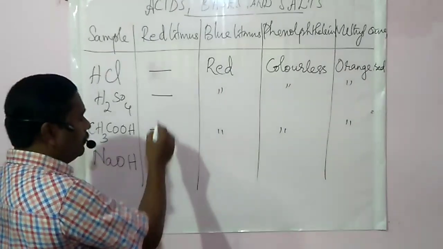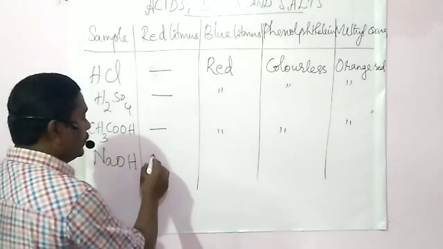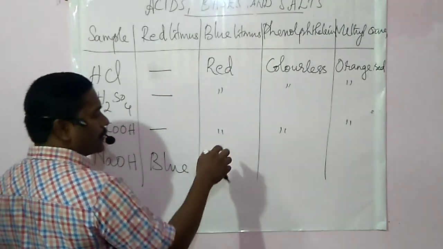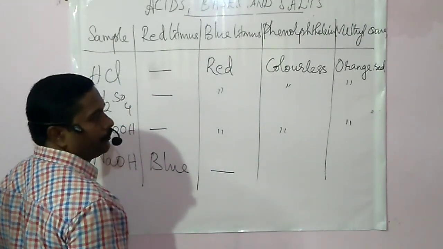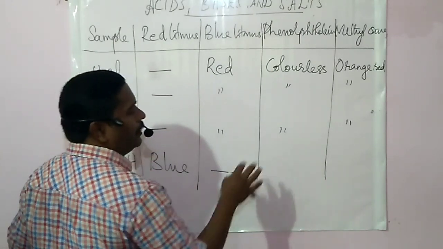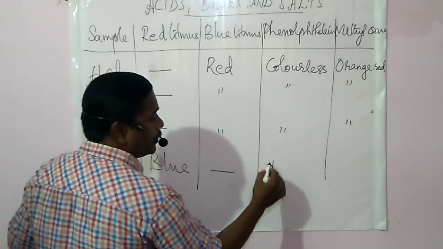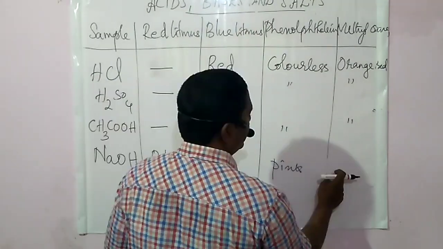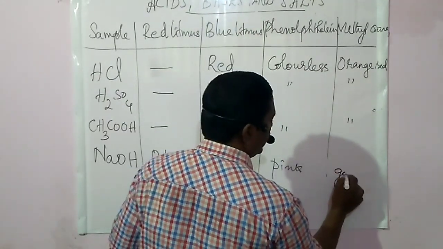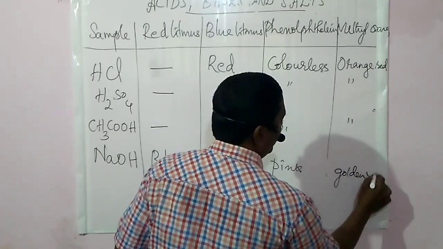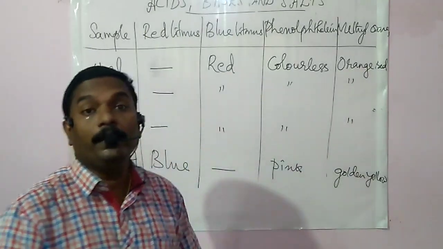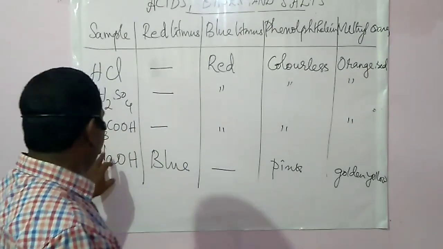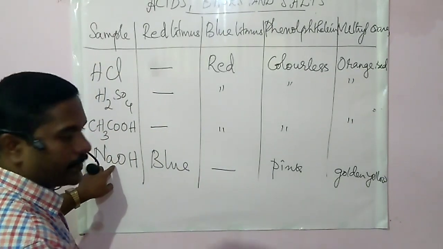NaOH turns red litmus paper blue. And what about blue litmus? No change. In phenolphthalein, it turns pink. In methyl orange, it is golden yellow. So, NaOH is a base.